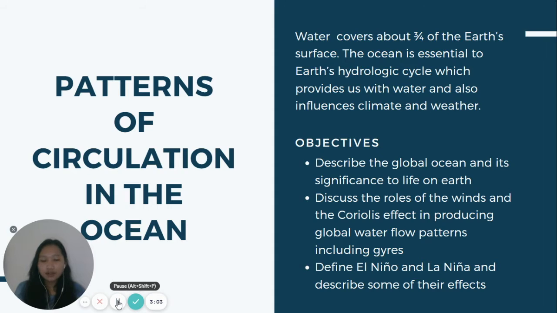Now let's move on to the patterns of circulation in the ocean. Water dominates Earth and covers about three-fourths of its surface. The ocean is home to many animals, from giants like whales to little ones like plankton. It is essential for Earth's hydrologic cycle, which provides us with water and also influences climate and weather. Our objectives for this discussion are to describe the global ocean and its significance to life on Earth, discuss the roles of the winds and the Coriolis effect in producing global water flow patterns, including gyres, and define El Nino and La Nina and describe some of their effects.